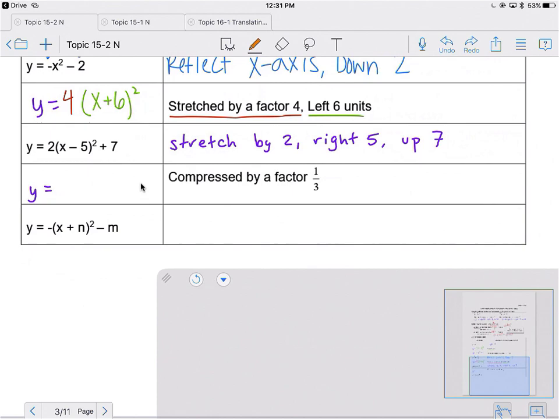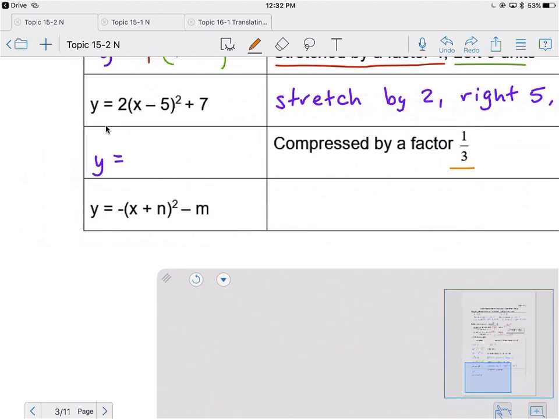So the next one's kind of long and has been done for us. Stretch by 2 in the front. Remember, big number is stretching it, making it really skinny. Fraction is making it really compressed or really fat. Minus 5 on the inside moves to the right because it's always the opposite of what we think. And then plus 7 in the back goes up 7.